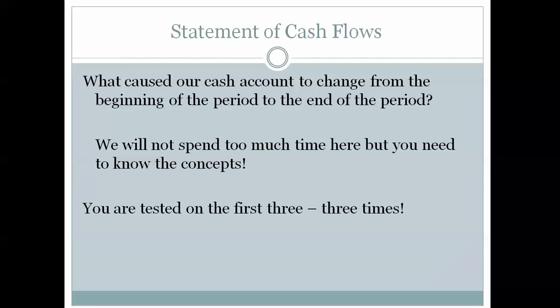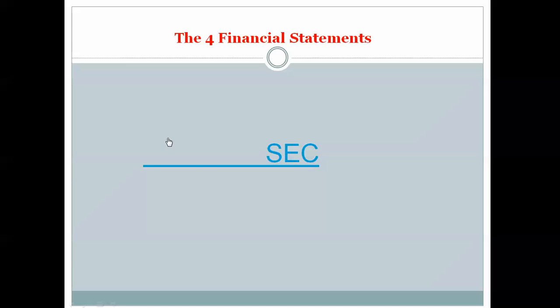So the final statement is the statement of cash flows, and we can actually track why our cash account changed from the beginning of the period to the end of the period. And it's a really cool and vital financial statement. We don't learn about it too much in principles, but if you go on to intermediate, you will learn about it. So I want to make you aware of it, and we'll talk about it a bit, but not too much. You will not be tested on it. The first three statements, you will be tested 3 times. There are well over 100 points of your total score just on being able to prepare those 3 statements. So learn it now.